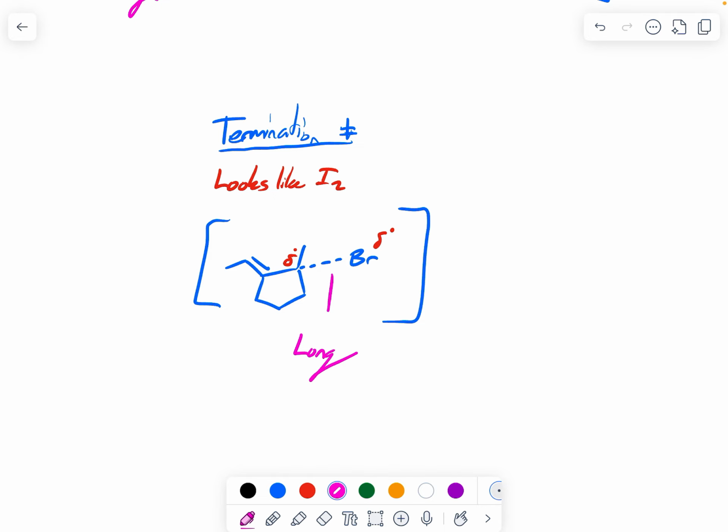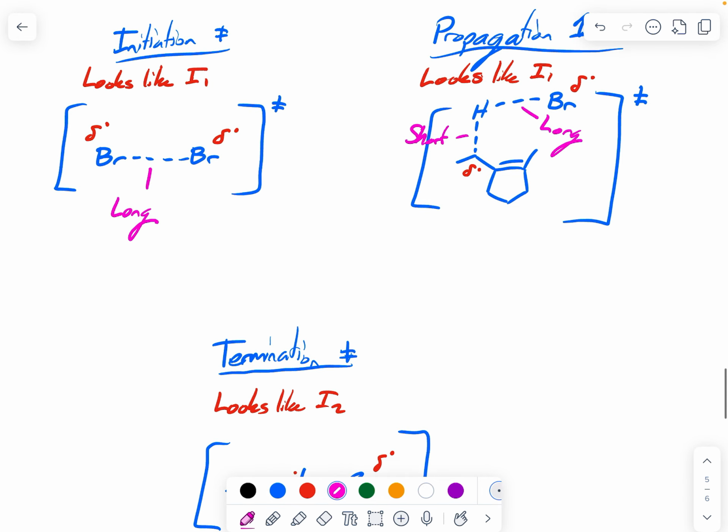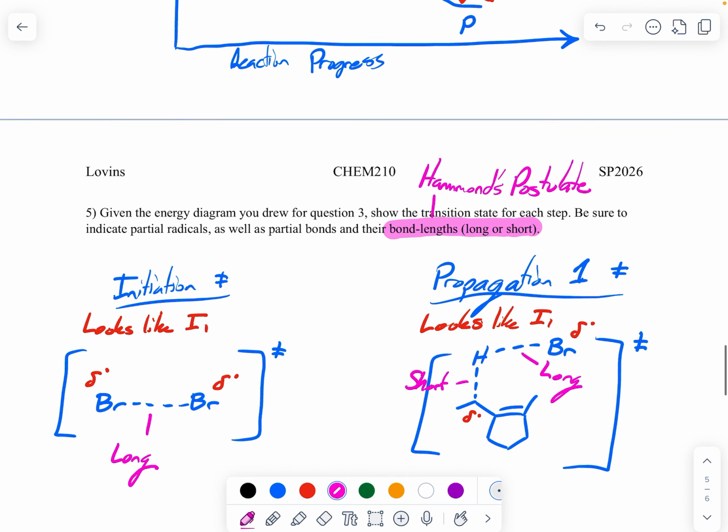All right, and so that's how you approach these problems whenever you look at them in terms of the energy diagrams, the actual bond dissociation energies, and then using all that to use Hammond's postulate to determine transition states.